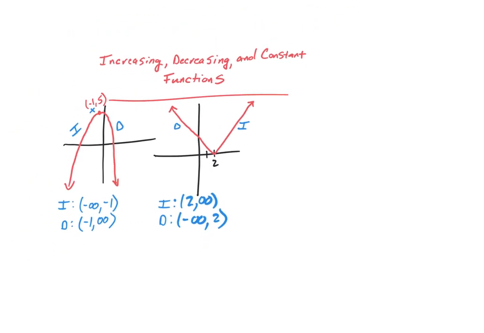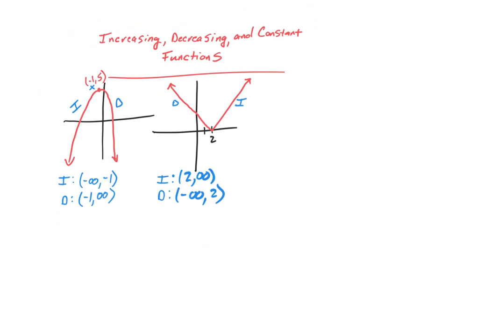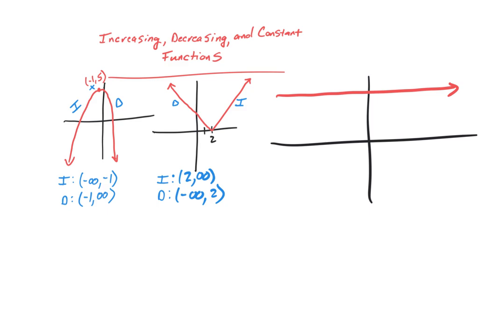Okay, a constant function is going to be a graph that looks like that. This graph never increases and never decreases. It just stays flat the entire time. And so we would say that this graph is constant from negative infinity to positive infinity. It stays constant forever.